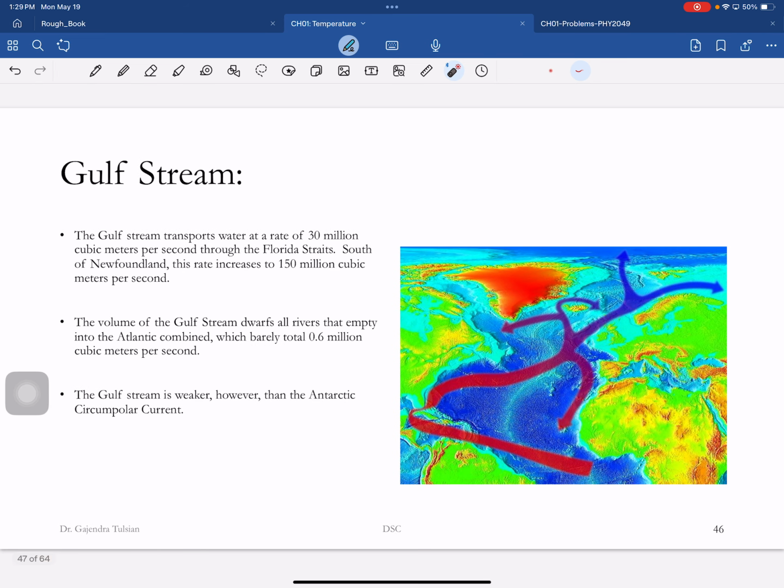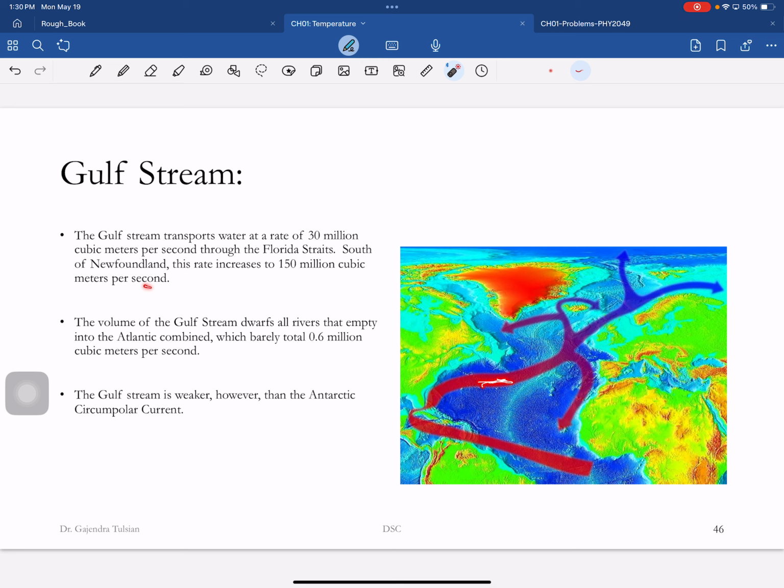So here's some Gulf Stream patterns. The Gulf Stream transports water at a rate of 30 million cubic meters per second through the Strait of Florida, and it gets to 150 million cubic meters per second here.